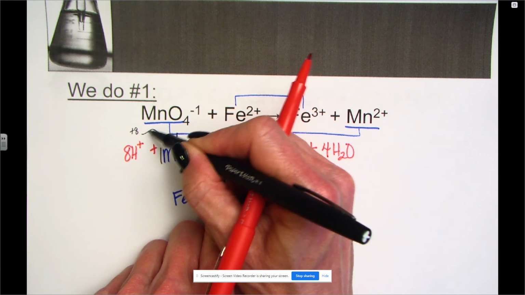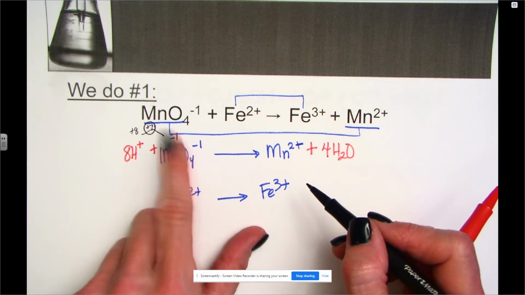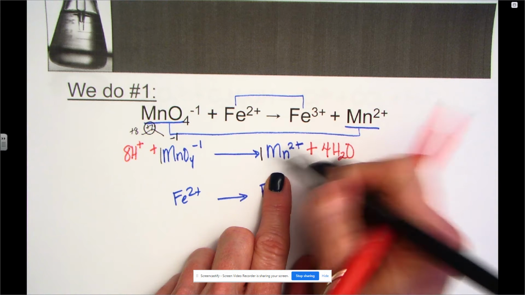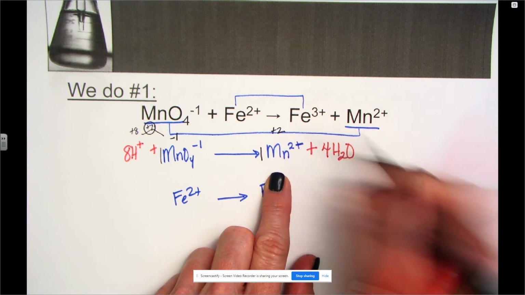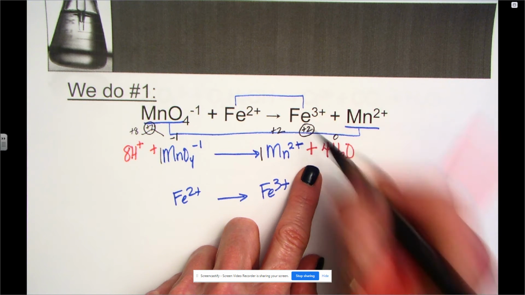So on this side, we have a plus 7. I'm going to circle that. Net plus 7 on this side. We have 1 times plus 2 gives you a plus 2. And we have a 0. So on this side, the overall net charge is a plus 2.